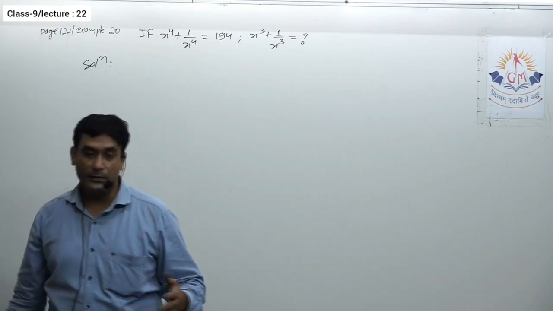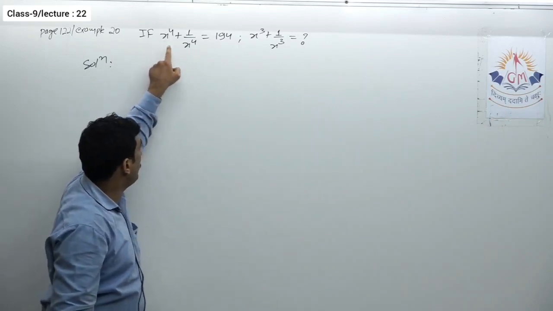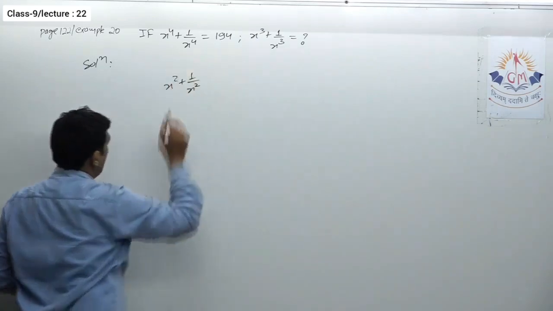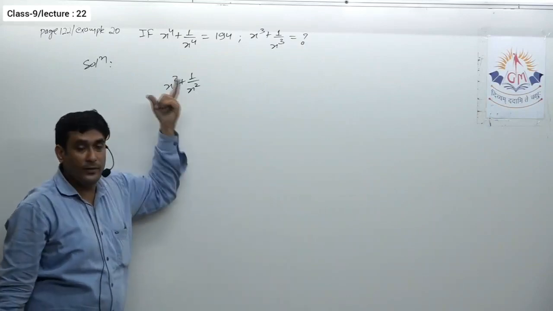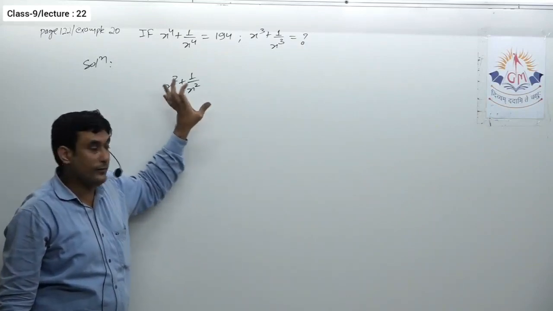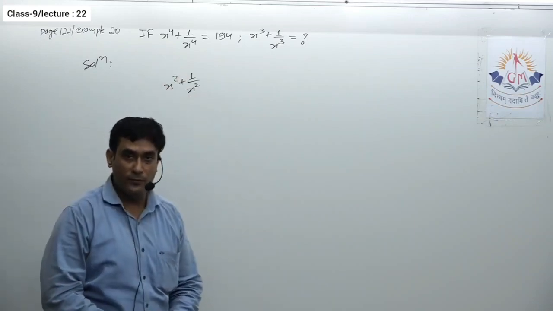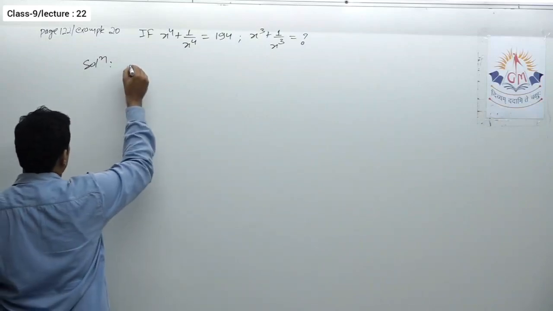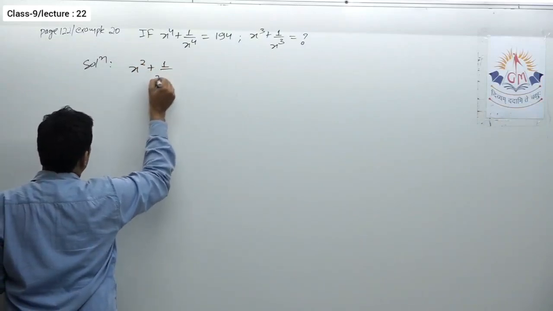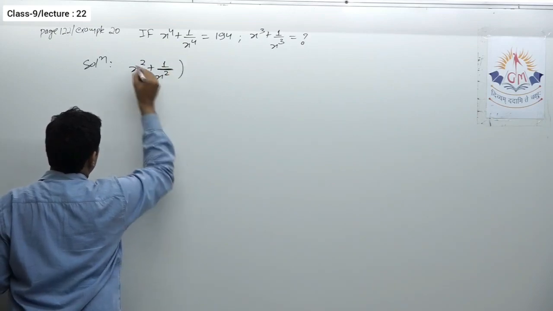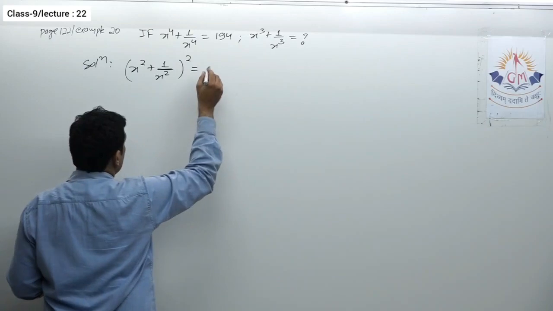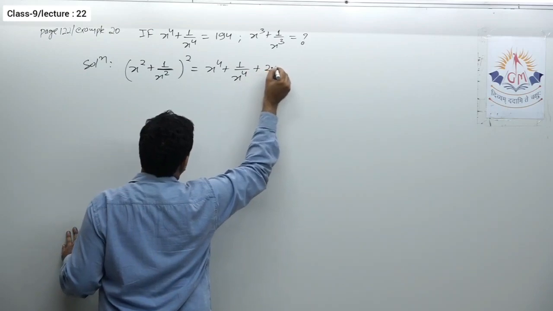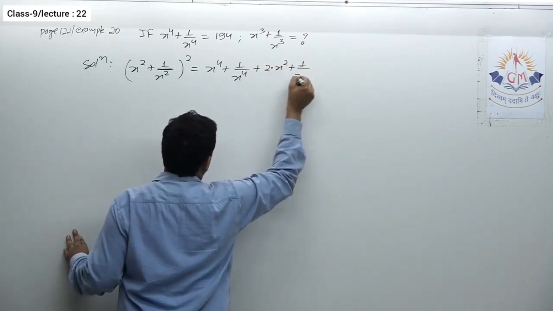Now the next thing that we have to think over is how to get x raised to 2 plus 1 upon x raised to 2 using this, and we already discussed it. We'll start with this. When I told you, whenever we need the smaller expression, we start from that. Okay, so x square plus 1 upon x square, its square, is equal to x raised to 4 plus 1 upon x raised to 4 plus 2 into x square plus 1 upon x square.